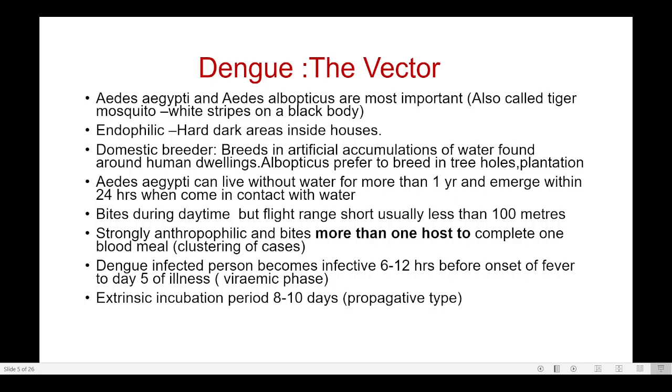A dengue-infected person becomes infective 6 to 12 hours before the onset of fever, up to day 5 of illness. That is the viremic phase of the disease. After the blood meal, the mosquito becomes infected, and there is an extrinsic incubation period of 8 to 10 days where the virus multiplies within the body of the mosquito, and it is of the propagative type.